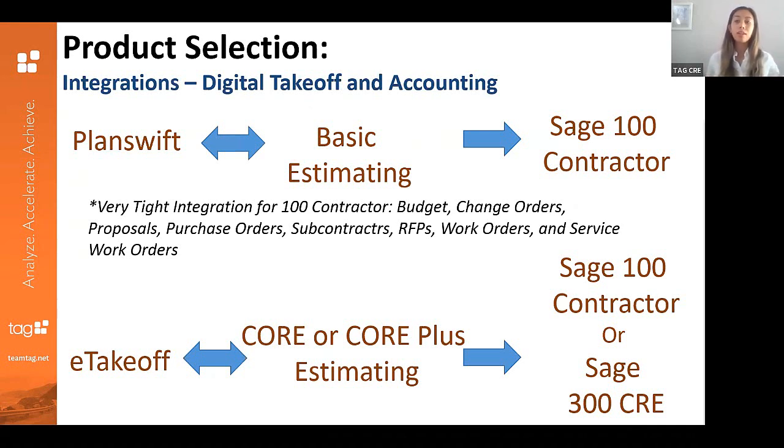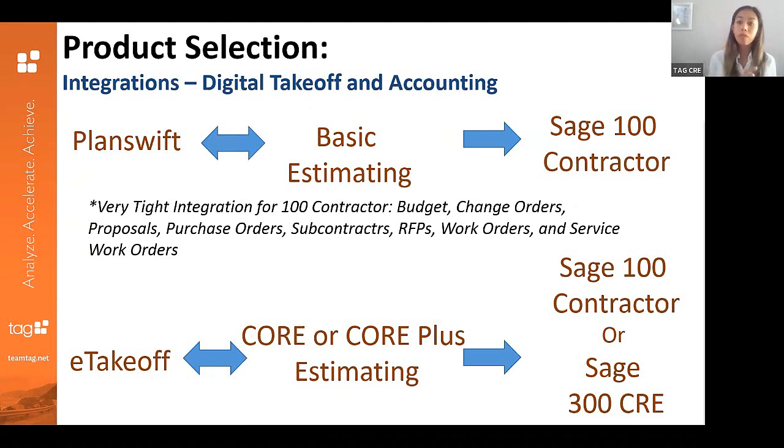So when you're talking about sending information from your estimate to the accounting system, you've got your budget, change orders, proposals, purchase orders, subcontracts, RFPs, work orders, and service work orders, all easily generated and exported to the accounting system. So it is that great benefit of having everything in one centralized place.